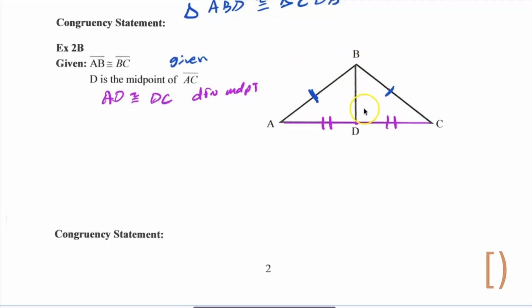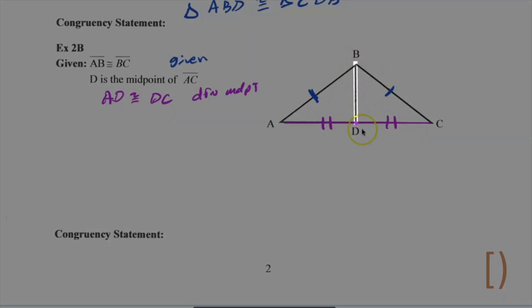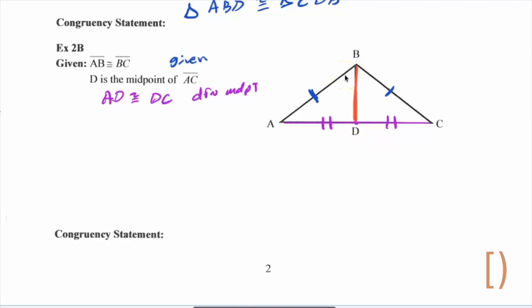Again, we look at the picture and they're still not congruent. I need side, side, side, and I'm missing a side. Luckily, they share this side right here. They both have BD, so we're going to mark that off. We'll say BD is congruent to BD. Anytime it's the same thing, we say reflexive. And now we have side, side, side.